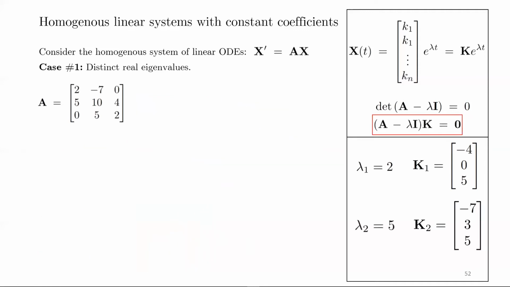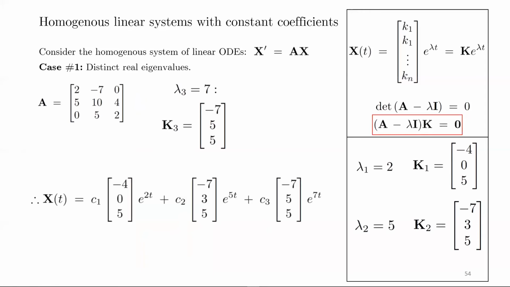Again, if you're a little bit rusty on calculating eigenvalues and eigenvectors, it's something that you can revise. But I'm just going to tell you that for the third eigenvalue, 7, this is the eigenvector that you would expect to get. So therefore, the general solution to our ODE system is just the linear combination of these three solutions.